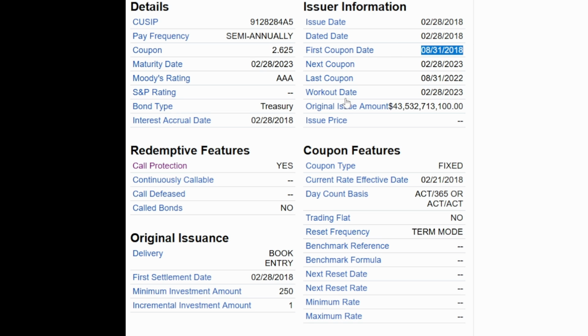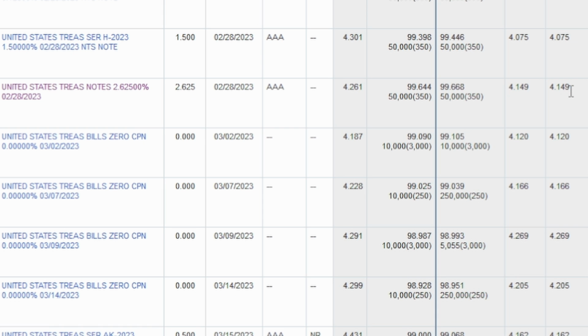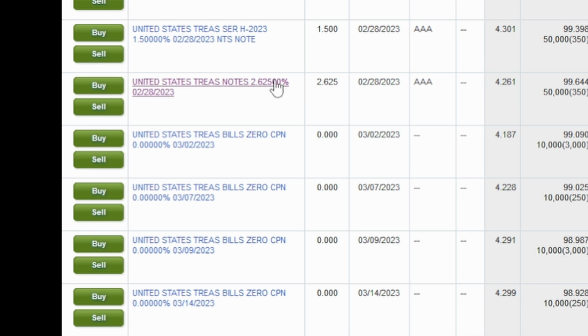It still pays out this rate, but because the treasury bill rate is over 4%, this bond is going to be priced in such a way that it is similar to a bill's interest rate that you get. So you see here the yield to maturity is 4.149%, not 2.62, even though that's the actual coupon that it pays out.